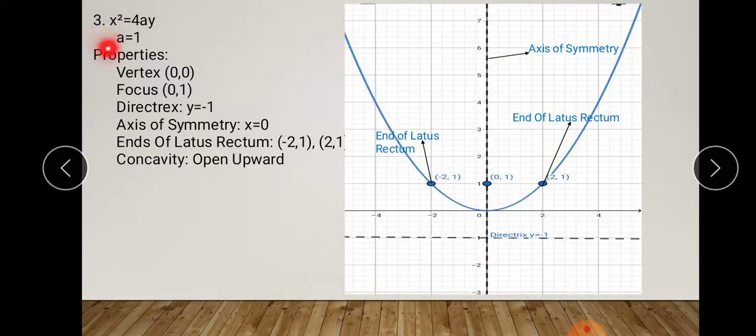Example number 3. x squared equals 4ay. a is equal to 1. Properties. Vertex at the point 0, 0 or at the origin. Focus at the point 0, 1. Directrix y equals negative 1. And the axis of symmetry is x equals 0. Ends of latus rectum are at the points negative 2, 1, and 2, 1. Concavity is open upward. And this is the graph of example number 3.